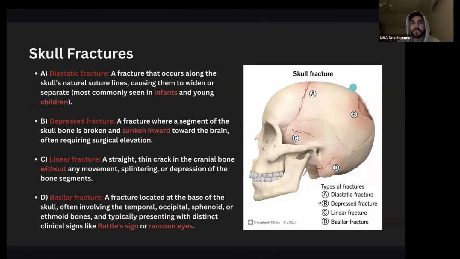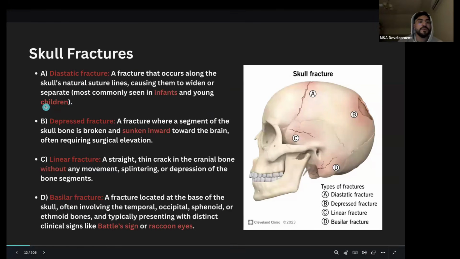Okay, skull fractures. Honestly, I've not seen much about all these different kinds of fractures in your past OSPEs. However, we're going to go through them. The most high yield one, in my personal opinion, is going to be the basilar fracture. So let's start with the first one, the diastatic fracture. So what does it mean? A diastatic fracture is a fracture that occurs along the natural lines of your sutures.